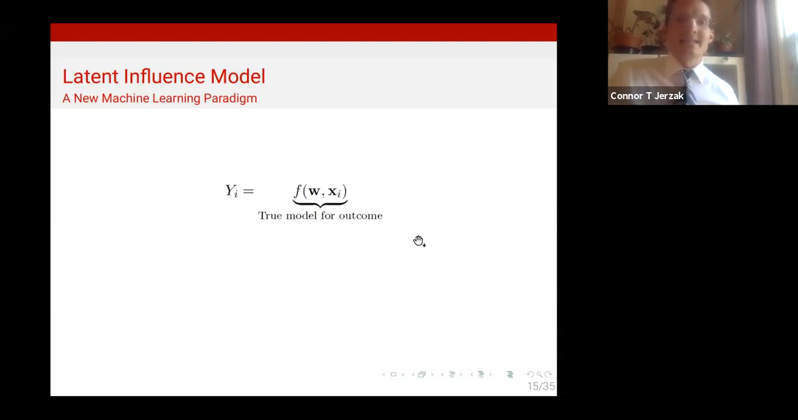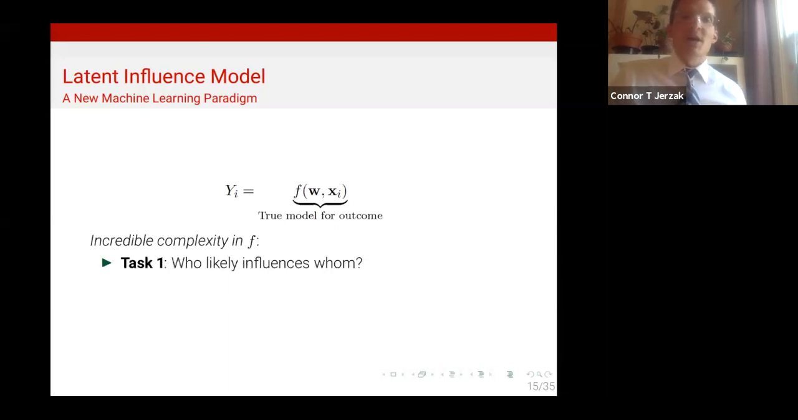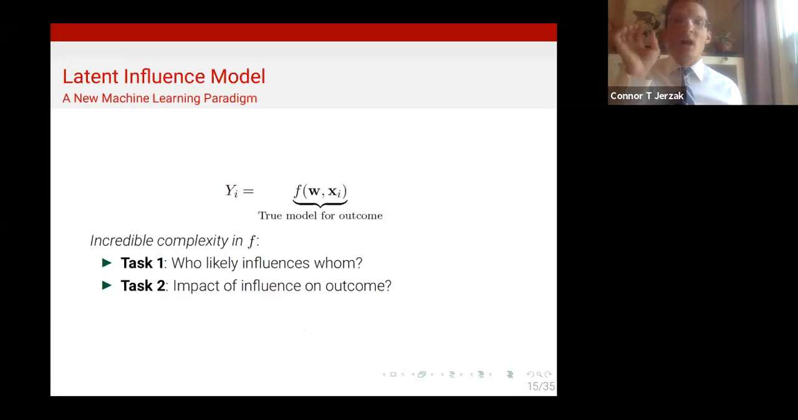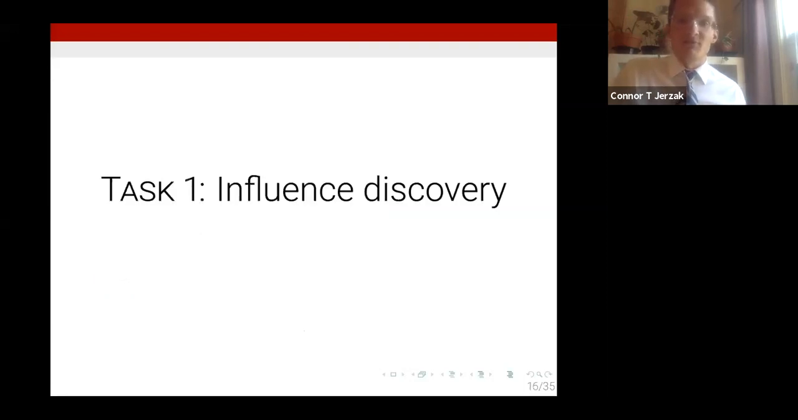There is some true model that exists out there, but there's an unbelievable amount of complexity in this model. This complexity takes on two forms. The first question that we need to address is who likely influences whom. And the second task is what is the impact of influence on the outcome. These are the kinds of questions that we'll need to answer in computing the test statistic, which could involve something like our predictive loss in predicting the outcome using the simulated versus the true outcome data for everyone in that testing set. So moving forward to the first task, this is the task of influence discovery.